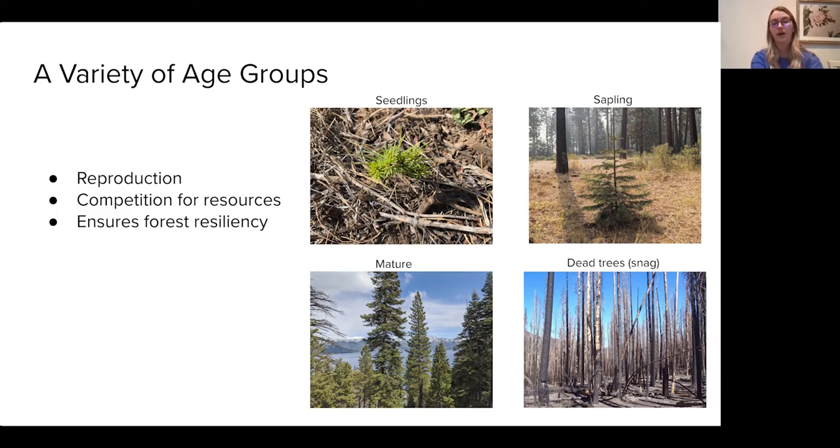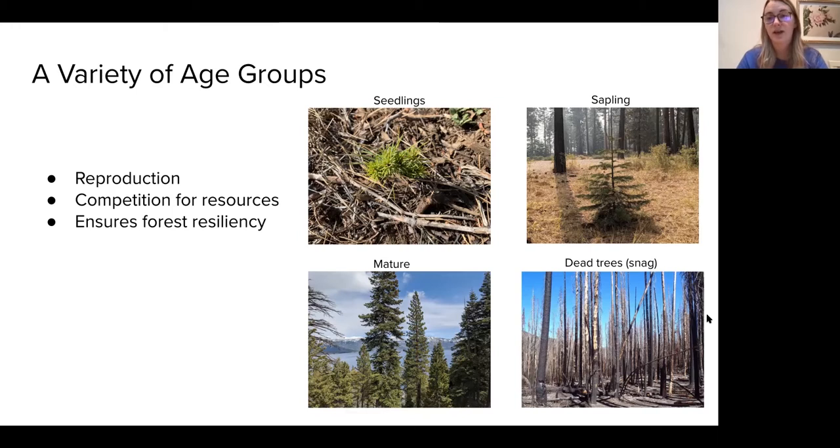The reason why a variety of age groups is vital to forest health has to do with reproduction, competition for resources, and ensuring forest resiliency. If you're looking at a forest that has just mature trees and you're taking a hike and you don't see any seedlings, you don't see any saplings, and you don't see any dead trees, it's just mature trees. While this might look like a healthy forest because it's what we typically imagine when we think of a forest, it shows that the forest is not reproducing.